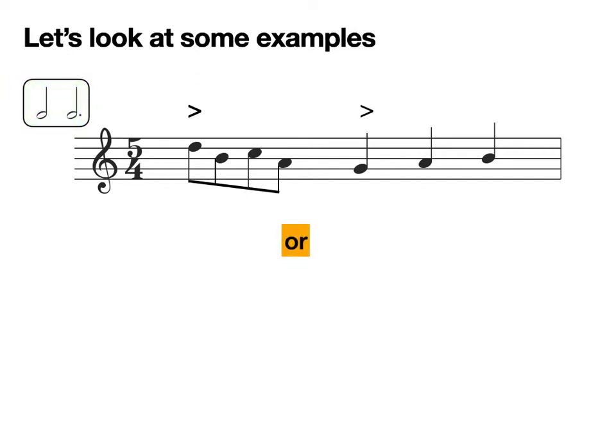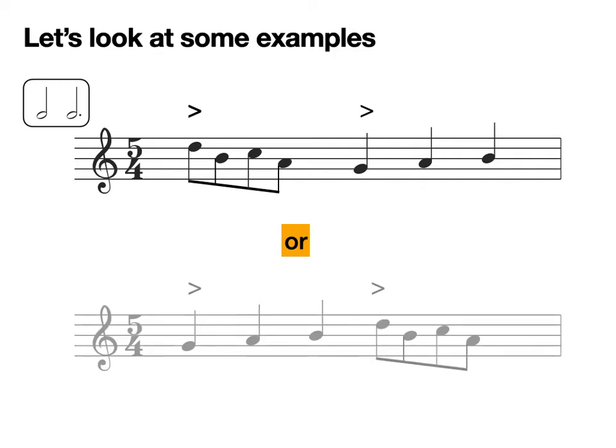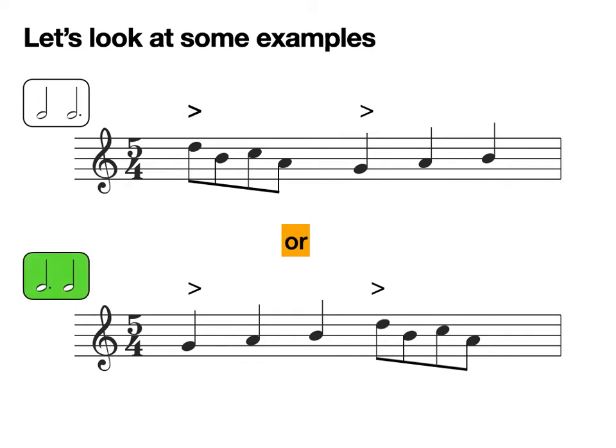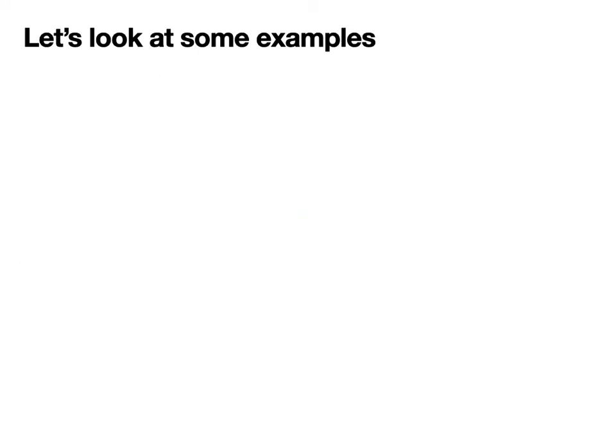We could also do this the other way round. As you can see in this example, the first strong beat is a dotted minim, and the second strong beat is a minim. Let's look at another example.